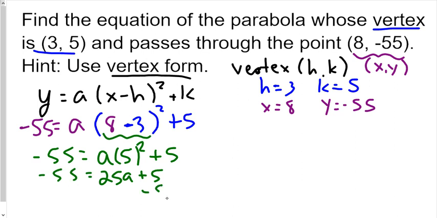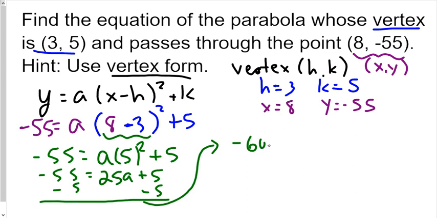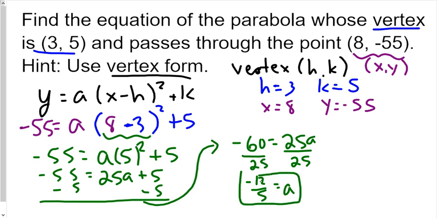We subtract 5 on both sides and get negative 60 equals 25a. Then we divide both sides by 25. We could get a decimal, which is fine, but we can probably divide top and bottom by 5, so we have negative 12 over 5. If you want, you can change it to a decimal, otherwise you can leave it as a fraction, because this information we need, and then h and k we need.